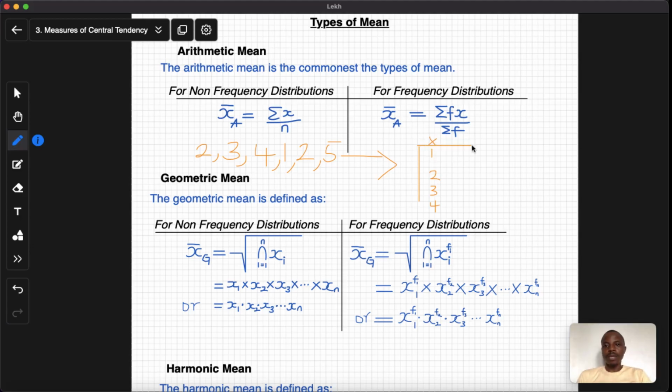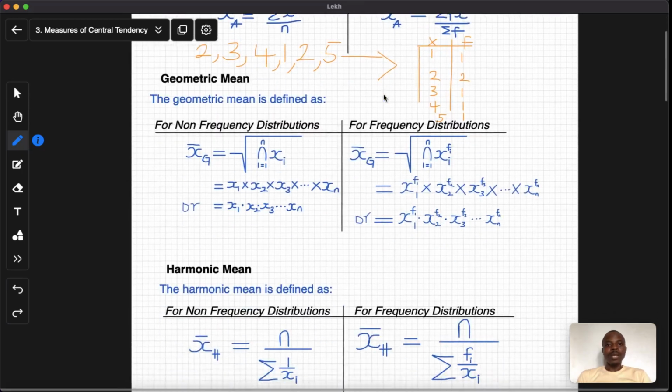And then you have f here. 1 shows 1 time, 2 shows 2 times, 3 shows 1 time, 4 shows 1 time, and we also have 5 showing 1 time. So this is a frequency distribution. In the situation where you have your data like this, you can use this formula. It will be appropriate. That's what I'm trying to explain by saying frequency distribution and non-frequency distribution. Maybe I should just leave this here for now so that anyone who wants to refer to it can.